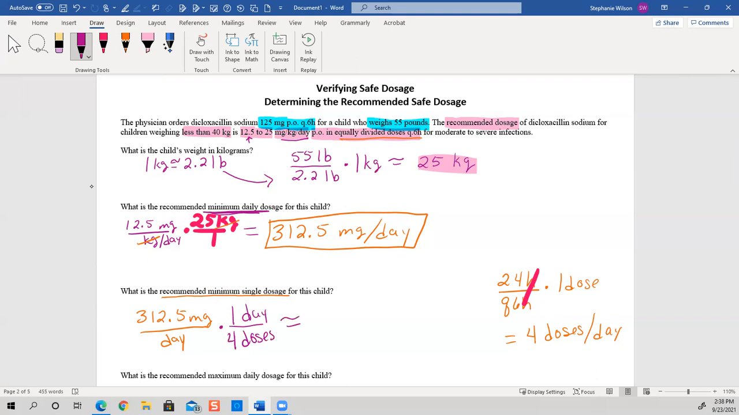Then I'm going to go through here and say, okay, my days reduced, leaves me milligrams per dose. And that's what we wanted, right? We wanted it per dose. So our answer after we divide 312.5 by 4 doses, we get 78.125 milligrams per dose. Okay, so I didn't put the S on this dose because we're talking about one setting.